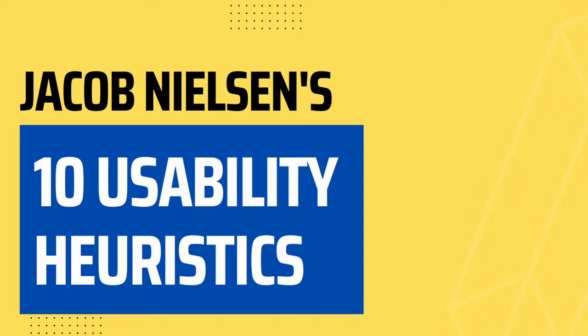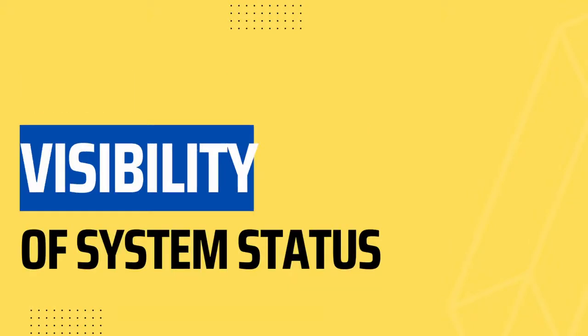To start off with, we have Jakob Nielsen's 10 usability heuristics. I'm not going to go over all 10 right now, but I'm going to attach a link in the description below so you can read up on all of them. Instead, I'm going to just go over 3 of the ones that I have found particularly valuable at work. The first would be visibility of system status.